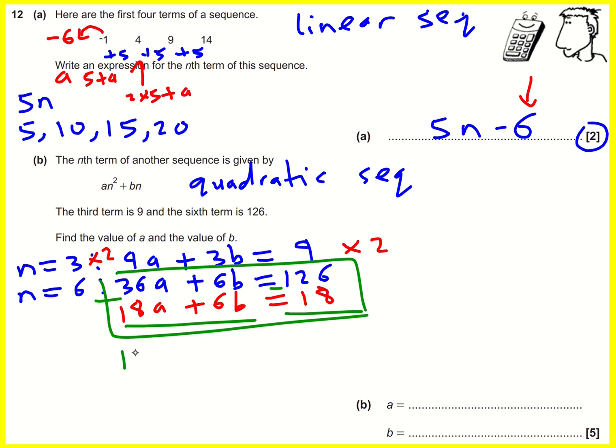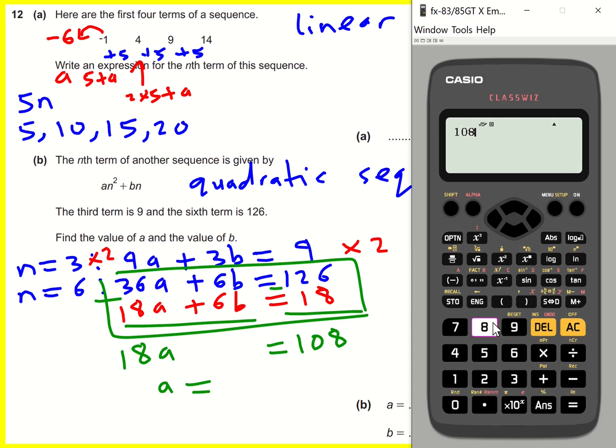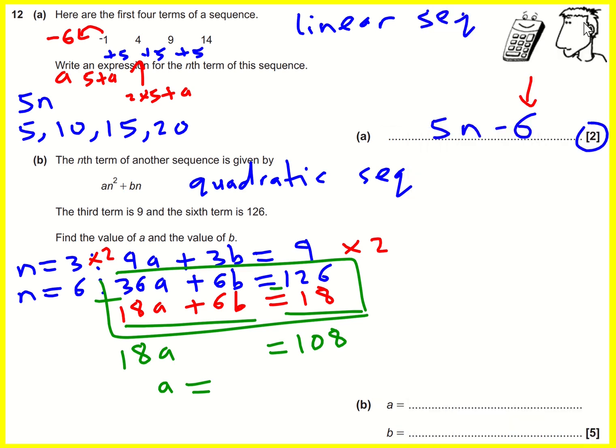And that's going to leave me with 18a equals 108. That's right, isn't it? Yeah. Okay, and then a, I'm just going to do 108 divided by 18. And I get 6. Oh, maybe I should have known that. A is equal to 6. Okay, I then substitute it back into any equation. Why not substitute back into the first one, the simplest one?